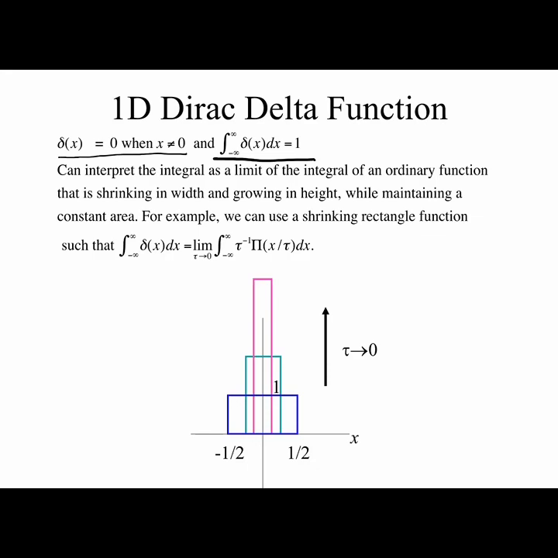Yes? How is that different from the impulse function that we've just been talking about? Great question. So the impulse response function, the delta of m, is a discrete function. So it's only defined for integer values, like 0, 1, 2, 3. Right? Now we're talking about continuous values. So x can be anything from minus infinity to infinity.